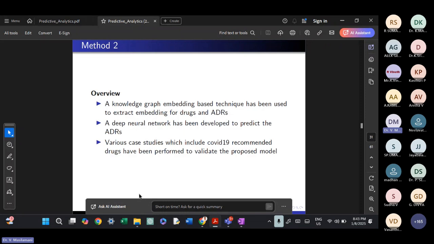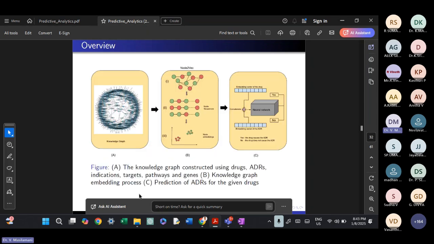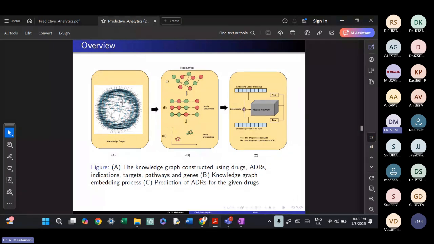So therefore, in method 2, we use non-chemical properties also, and we try to make one single model for all the ADRs together. So here we use something known as a knowledge graph. What is a knowledge graph? What you see here is called a knowledge graph.